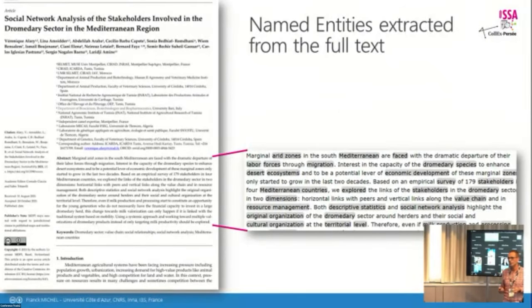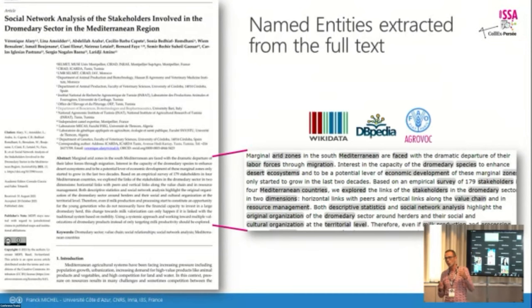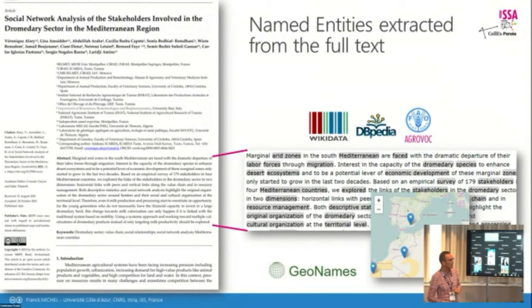Second thing, we run some other types of processing to extract named entities, that is mentions in the full text of the article of any kind of things that you can disambiguate with existing vocabulary. So we used as a base Wikidata and DBpedia, which are general purpose vocabularies. And again, we reused AgriVoc because that was the main topic of that archive. But again, you could use any other vocabulary and train a system to find the named entities with that specific vocabulary. We also use GeoNames so that we can figure out which named entities are geographic entities, and then get from GeoNames the coordinates and other information.